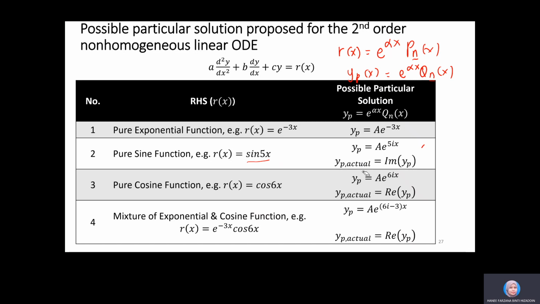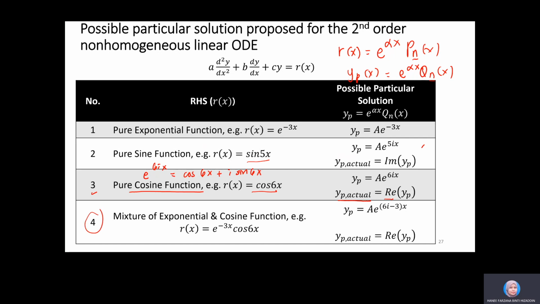Okay, another example here, number 3, is if you have r(x) equals cos 6x. So here is a pure cosine function, still making use of Euler's formula. For cos 6x plus i sin 6x, this equals e^(6ix). However, because it's just the cos, it's the real part. So the actual yp is the real part of the proposed yp. But you can just use the exponential here to make your life easier, just to proceed with the calculation. But at the end, when you want to compare the coefficients, you just take the real part of the yp.